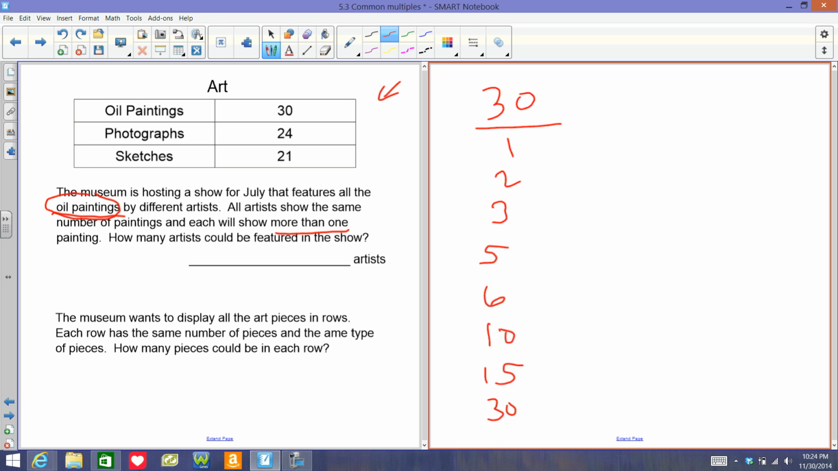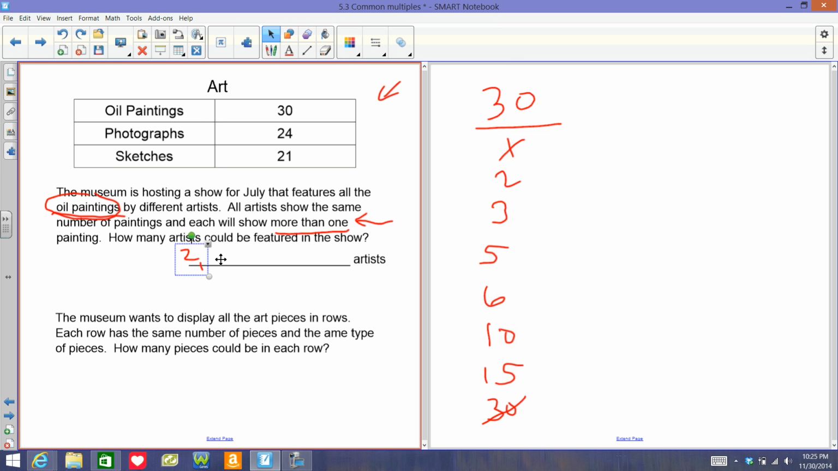No, the answer would be no, because it asks us to do something. Okay, it says more than one. All artists show the same number of paintings, and each will show more than one painting. So that automatically takes those off. So 1 and 30 cannot be part of it anymore. Then that leaves my answer: 2, 3, 5, 6, 10, and 15 is my answer.